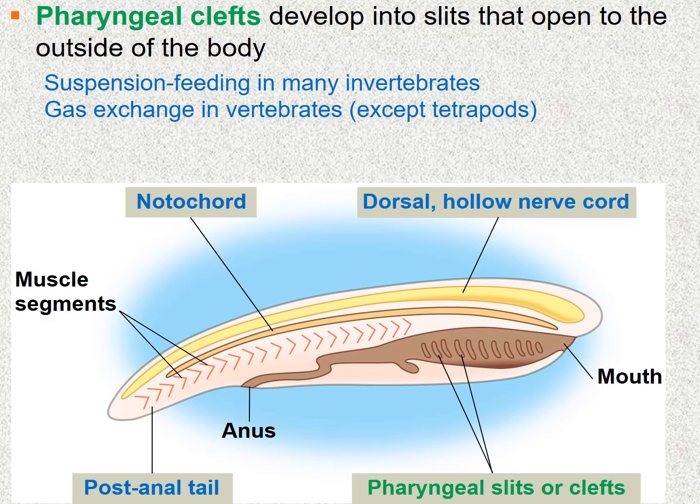In most chordates, the grooves in the pharynx are called the pharyngeal clefts. These are going to develop into slits that open up to the outside of the body, really forming the gills in some species. So in those species that are suspension feeding, these are going to be the suspension feeding structures in the invertebrates, which includes the process of gas exchange in vertebrates. Now, this does not occur in the tetrapods. In the tetrapods, these pharyngeal clefts develop into parts of the ear, parts of the neck, and parts of the head.